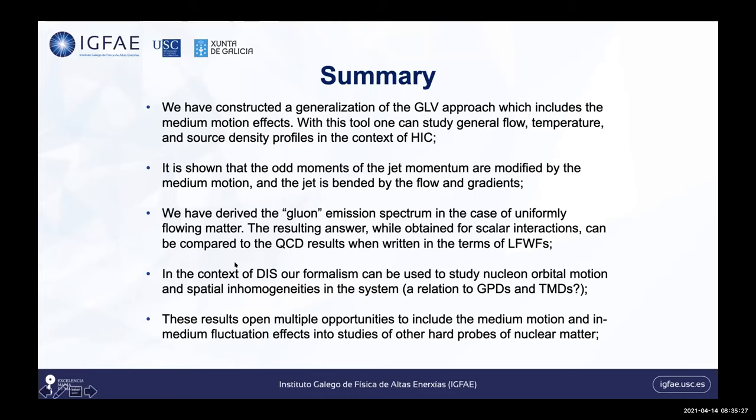For DIS physics, I guess that's more or less clear, because these sources are a very general model for any nuclear matter. Now one can try to study how these sources are moving and how their motion changes from point to point. So one can try to study inhomogeneities, spatial inhomogeneities in nuclear systems, and also, for instance, study some collective motion in the case of nuclei, say, nuclear orbital motion. Speculating, it should be related to GPDs and TMDs, but it will take some work to go there.